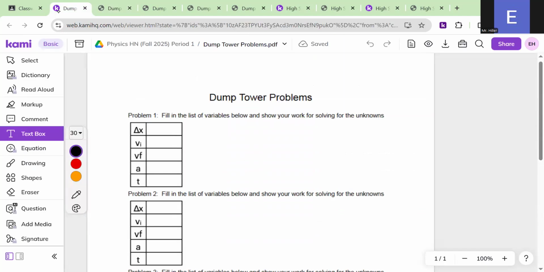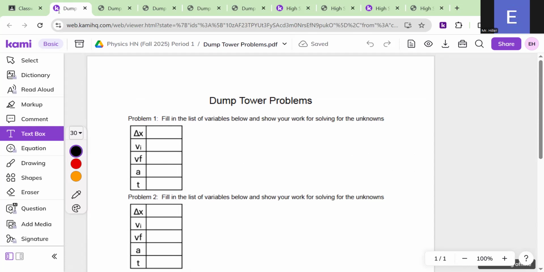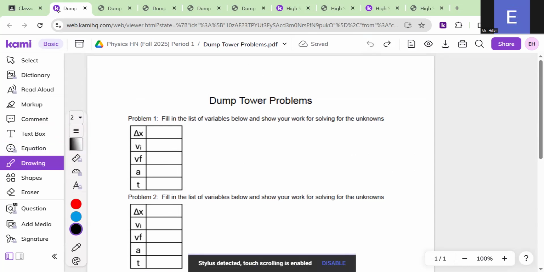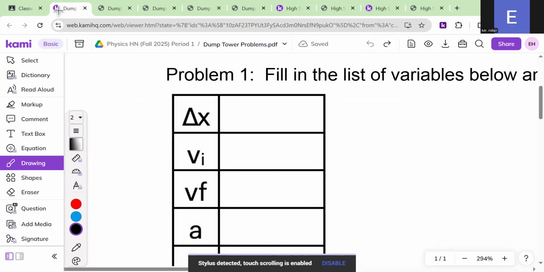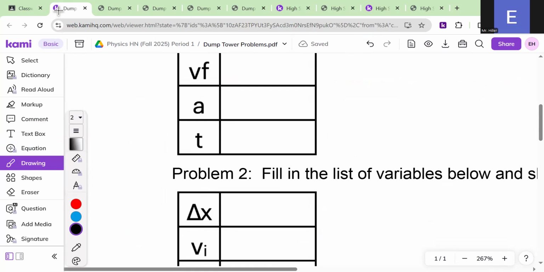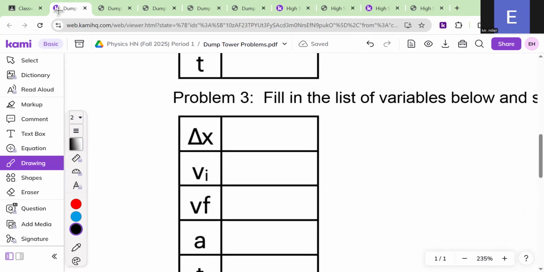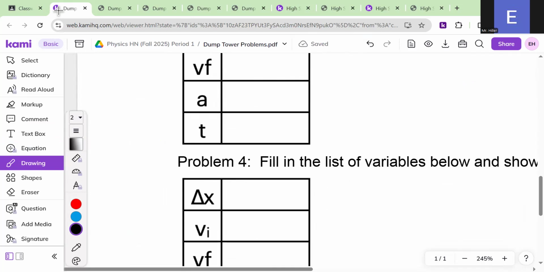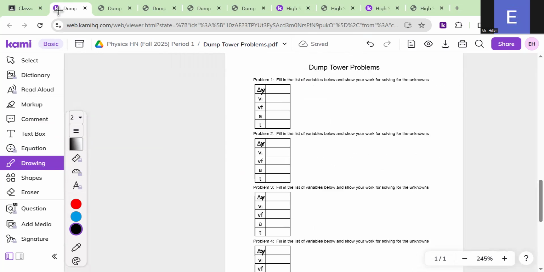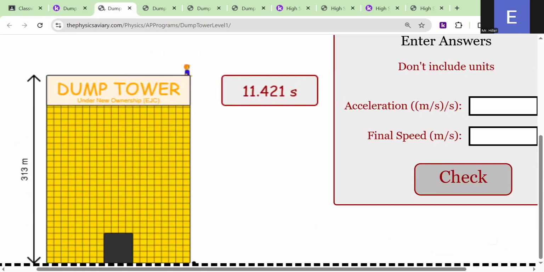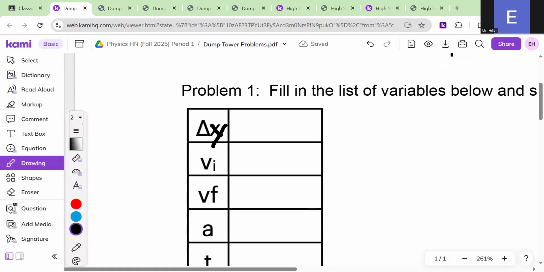So I'm going to go to, we're in problem number 1, mind you, and I'm going to enter in my table. Now notice all the tables say delta x. Well, let's make a small correction there. Instead of delta x, we're going to be dealing with delta y. So just keep that in mind. Delta x is horizontal displacement, delta y is vertical displacement. So my delta y was negative 313.